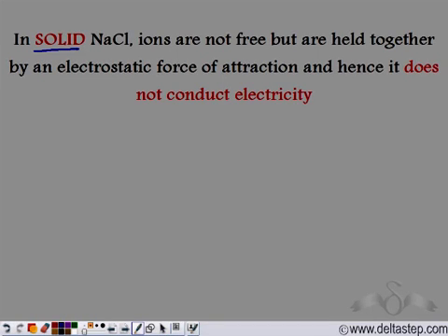How these ions help in carrying electricity, you will study later. But these ions help in the conduction of electricity. When we make salt solution, the ions of NaCl separate out. But in solid NaCl, the ions are held together by strong electrostatic forces of attraction, so they cannot separate out. Hence, solid NaCl does not conduct electricity.